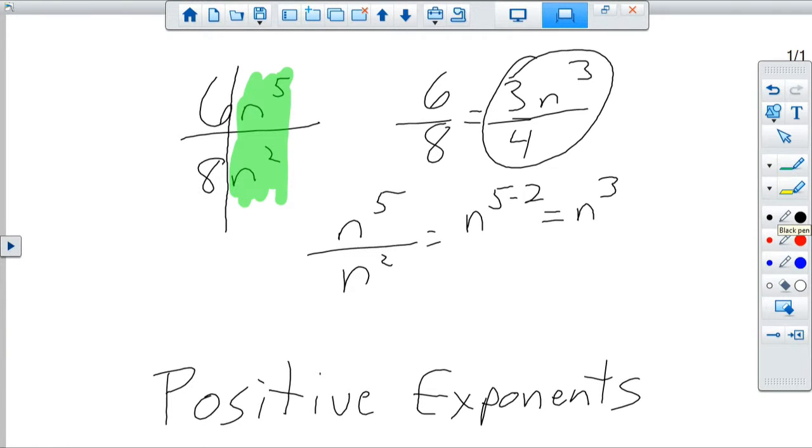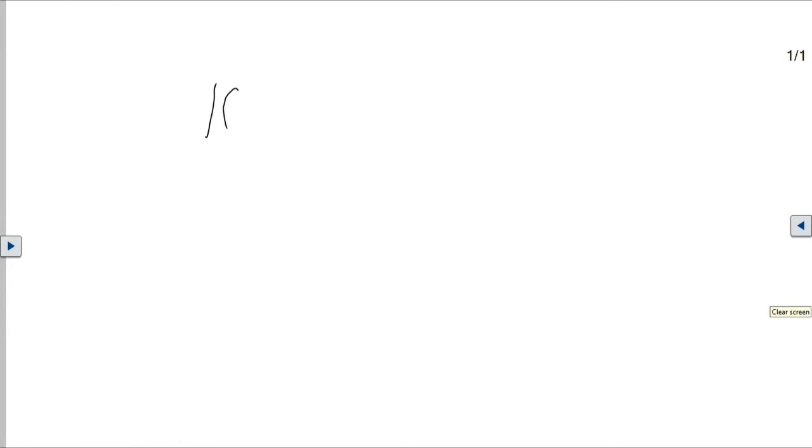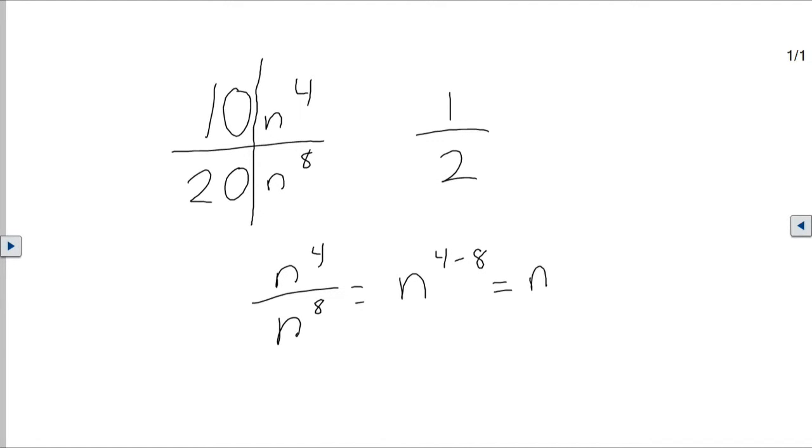Let's look at one that's a little bit trickier. Again, we only want to use positive exponents on this. Let's say we had something like 10n to the 4th over 20n to the 8th. Again, I want to first deal with my coefficients. Well, 10 over 20 is equal to a half. We're just going to simplify it like we would a fraction. N to the 4th over n to the 8th is equal to n to the 4 minus 8 power. We have to subtract when we are dealing with division. So that would simplify to n to the negative 4th.